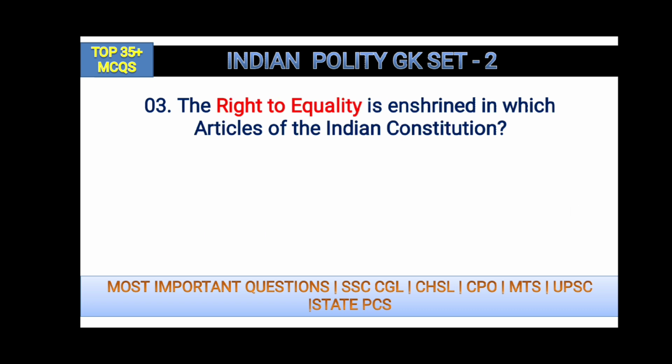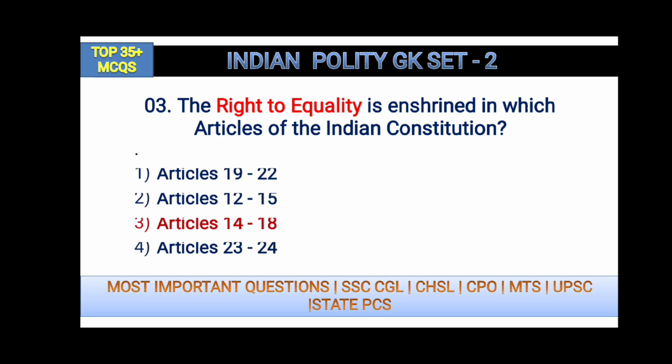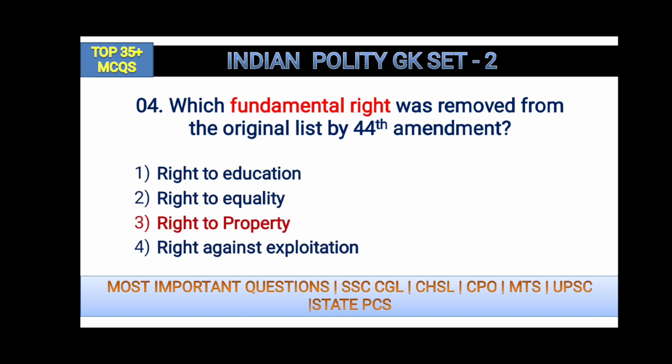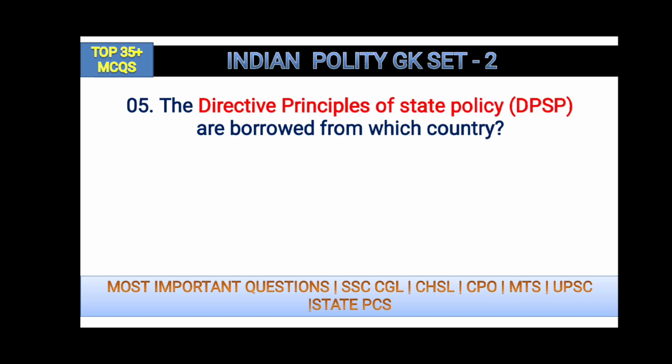The right to equality is enshrined in which articles of the Indian Constitution? It is Article 14 to 18, option number 3. Which fundamental right was removed from the original list by 44th Amendment? It is right to property that was removed, option number 3. The directive principles of state policy, DPSP, are borrowed from which country? It is borrowed from Ireland, option number 3.